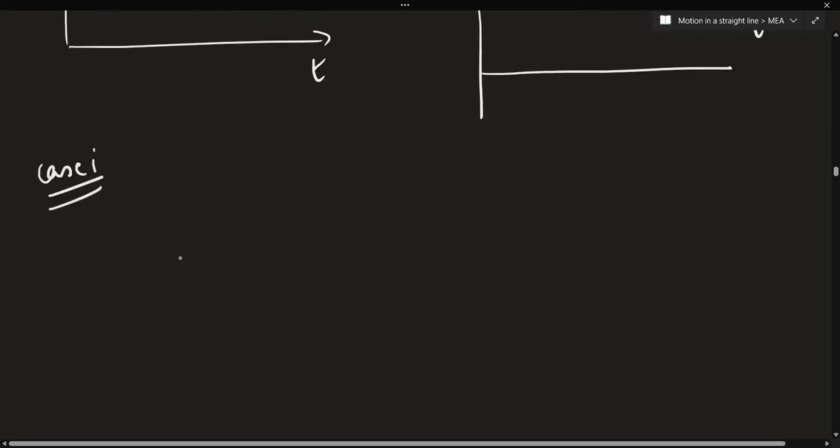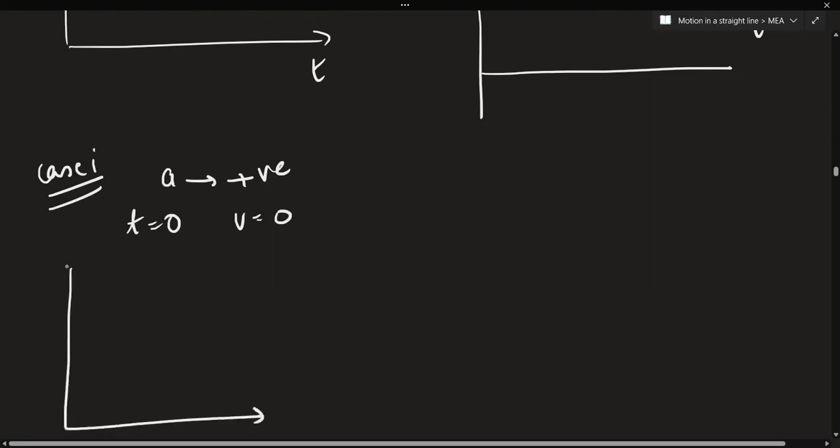Now case 1. If the body starts from rest, let's say acceleration is positive this time, t is 0, v is 0. These were the cases we had seen. So see here what is happening. Your slope is positive. So this is v versus t. This shows that slope is positive. This will be the nature of the graph.